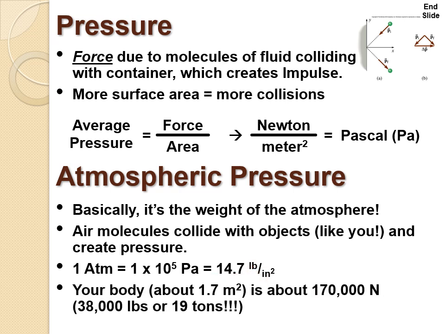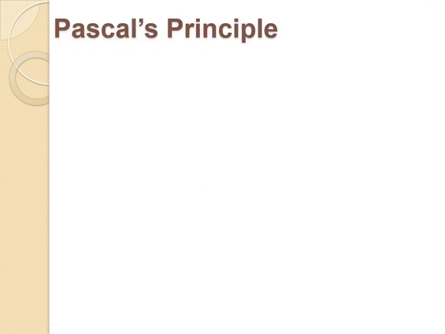So if you took your body, for example, that has about 1.7 square meters of surface area, then this is 170,000 newtons, which is 38,000 pounds, about 19 tons of force that is acting on you. Now, the reason it doesn't actually crush you is because the inside of your body has compensated for that over the years of living on Earth, having that inward pressure inside your body pushing out with as much pressure that the outside is pushing in.